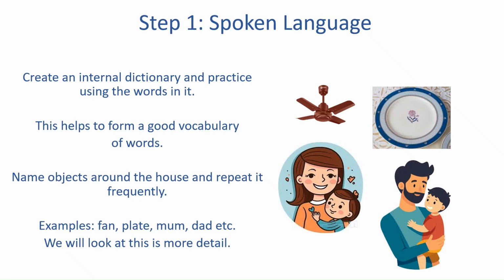Step 1 is to create an internal dictionary and practice using the words in it. This helps to form a good vocabulary of words. Name objects around the house and repeat them frequently. Examples: fan, plate, mum, dad, etc. We will look at this in more detail.